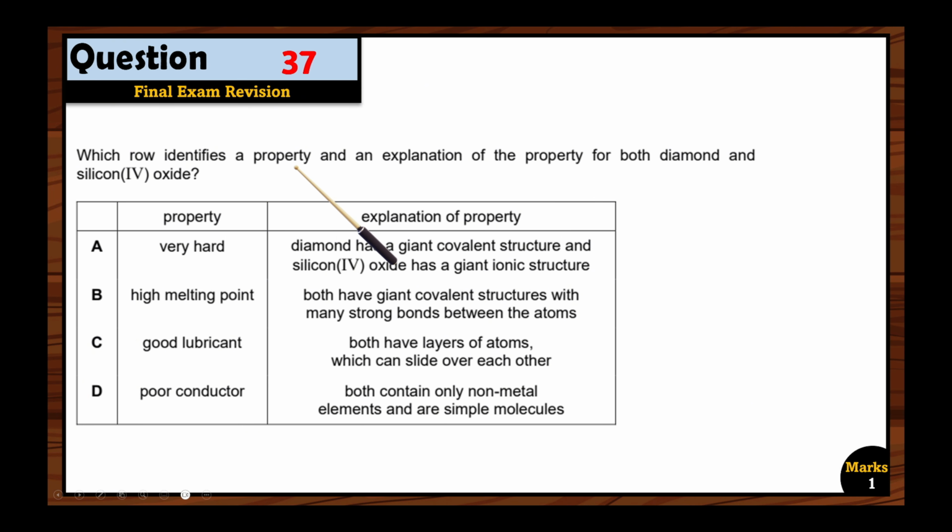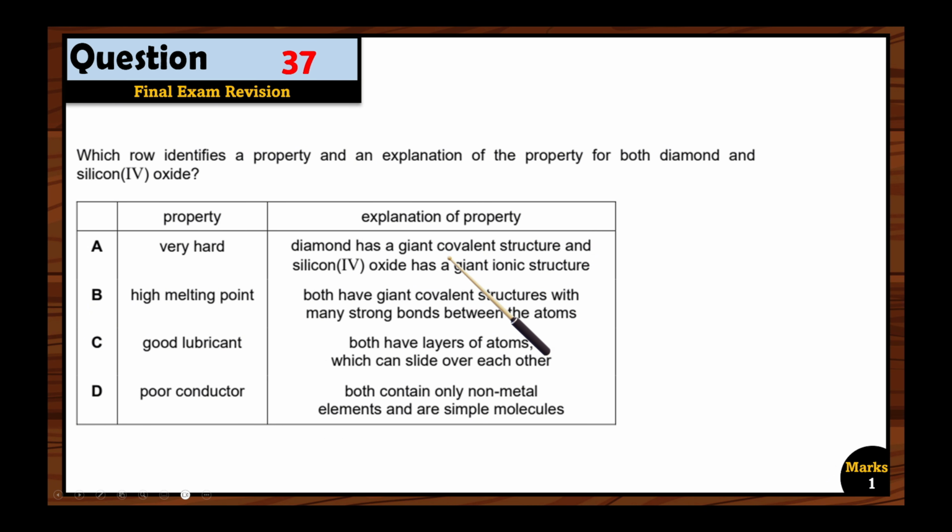Which row identifies a property and an explanation of the property for both diamond and silicon oxide? Okay, let's see now. They are very hard, yes. They have high melting point, yes. They are good lubricant, that's wrong. Only graphite is a good lubricant. They are poor conductor, yes, that's right. So we have 3 options, A, B, D. They are right. Okay, now we have to see the explanation.